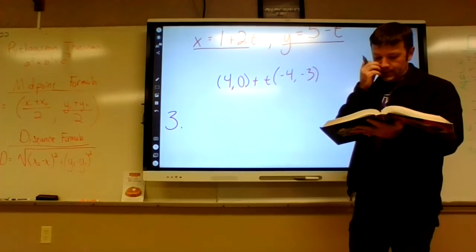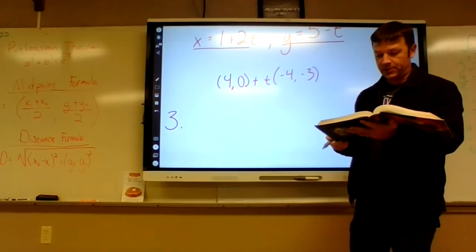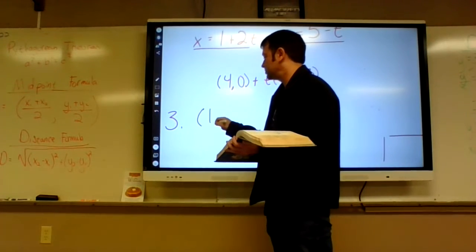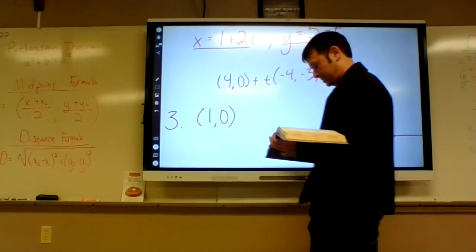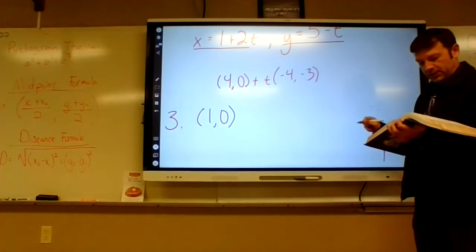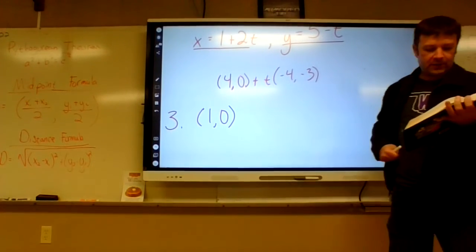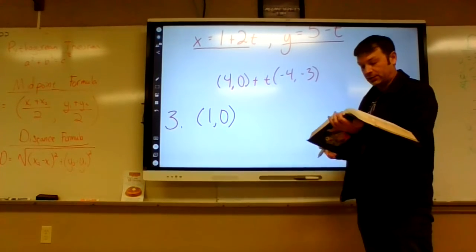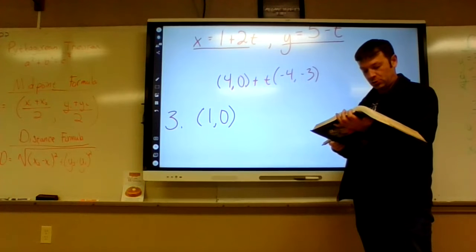Okay. Well, number 3 is kind of the same thing, except they're not x and y intercepts. So the starting point is (1, 0). Actually, that is an x-intercept. But (1, 0), so the vector, how far do we have to move to go from (1, 0) to (3, -4)? How far are we moving in the x direction? 2.